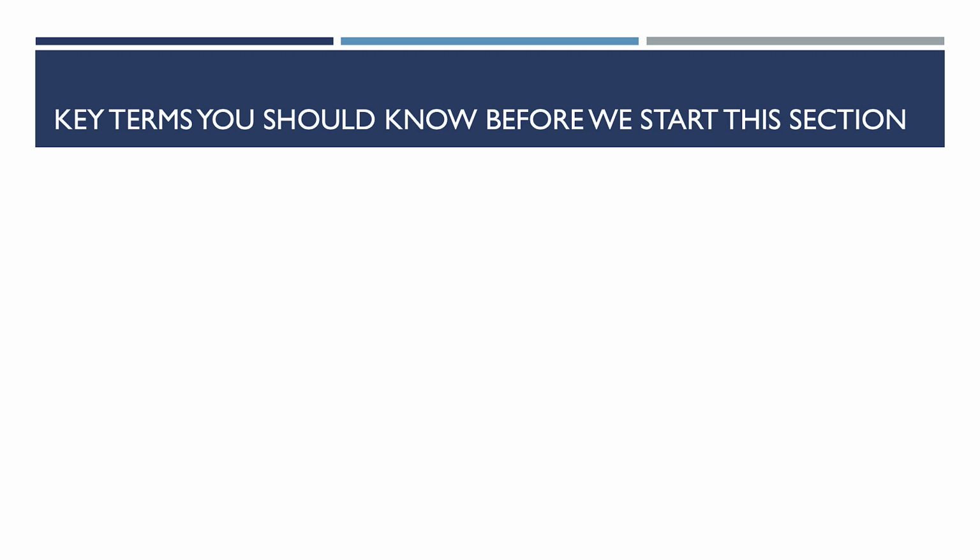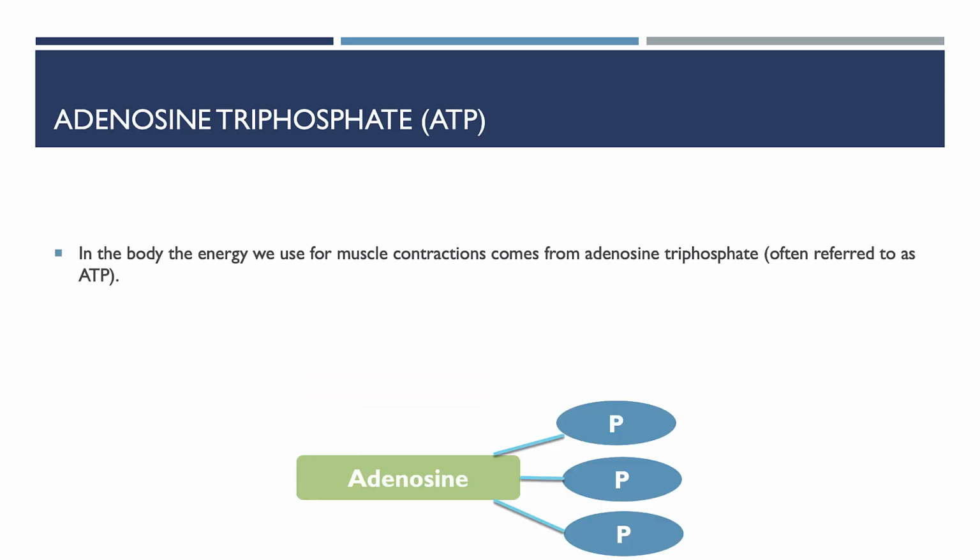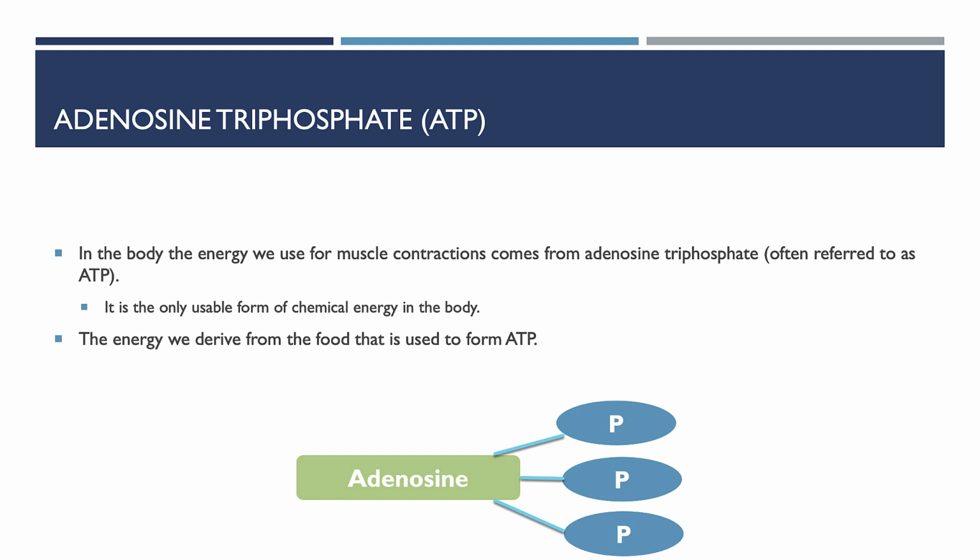Key terms you should know before we start this section. Adenosine triphosphate, or ATP: the only usable form of energy in the body. In the body, the energy we use for muscle contractions comes from adenosine triphosphate, often referred to as ATP. It is the only usable form of chemical energy in the body. The energy derived from food is used to form ATP.